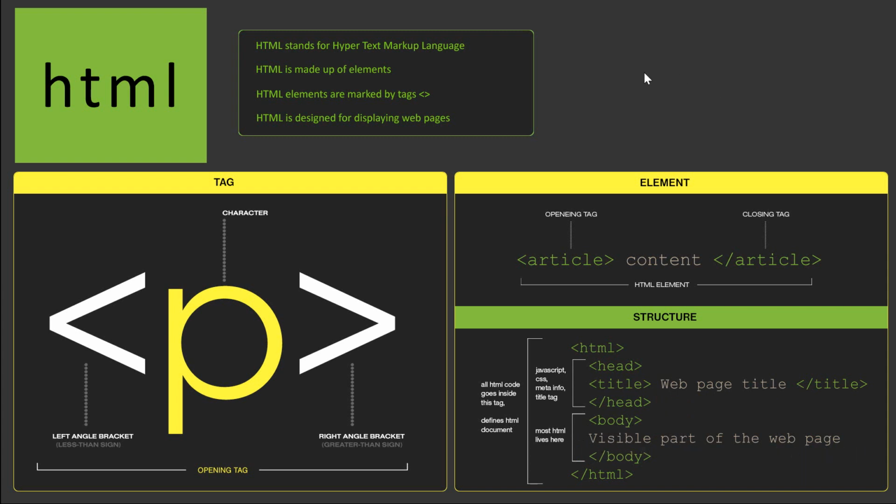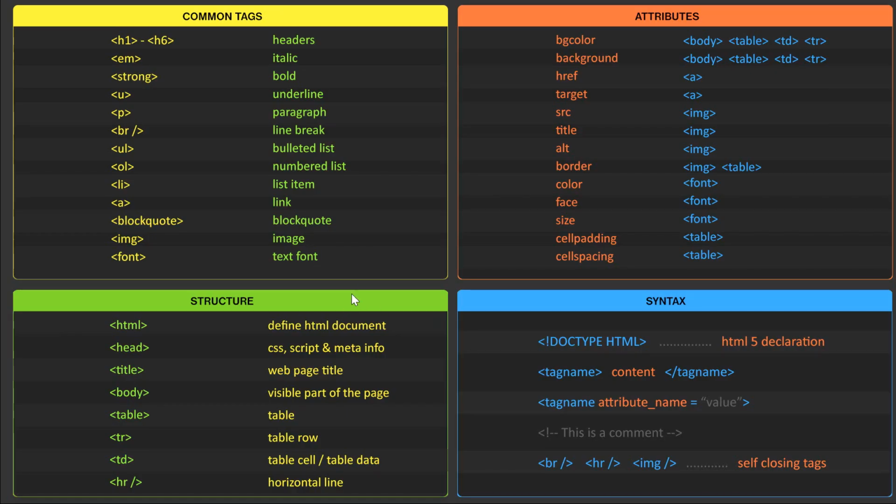Alright, so now that we know what HTML is, what the tag looks like, what the element looks like, and how to code a basic structure, let me show you guys an HTML cheat sheet that I created for you. First I have the most common HTML tags, with a description of what they actually mean. So I have H1 through H6 headers. EM means italic, strong means bold, U means underline, etc.